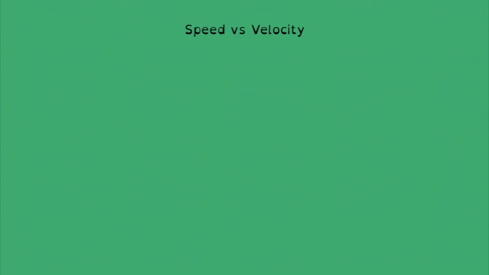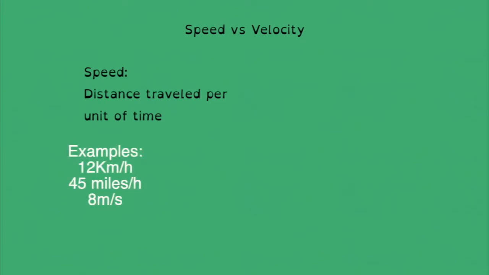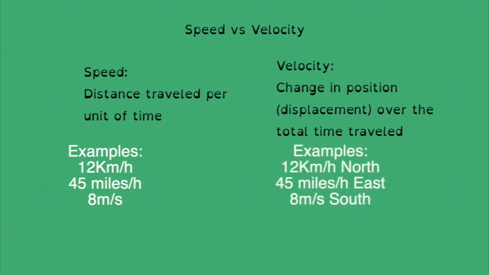In today's video, I'm going to explain, as simply as I can, the difference between speed and velocity. In everyday language, the terms speed and velocity are used as if they were the same. In physics, however, they are a little different. Speed is a scalar quantity and has only magnitude. Velocity, on the other hand, is a vector quantity and so has both magnitude and direction.